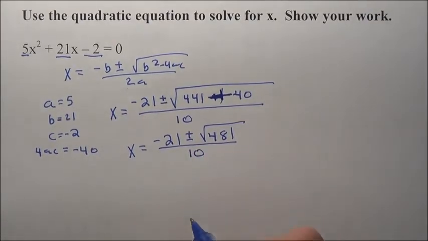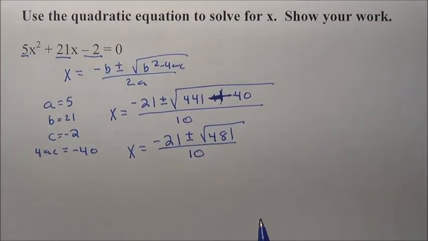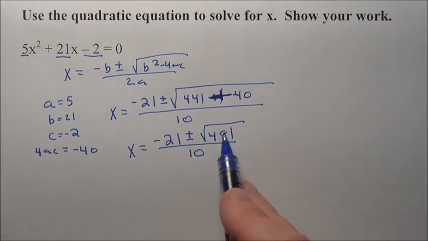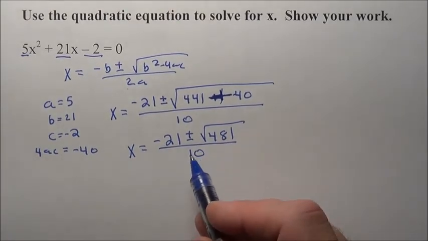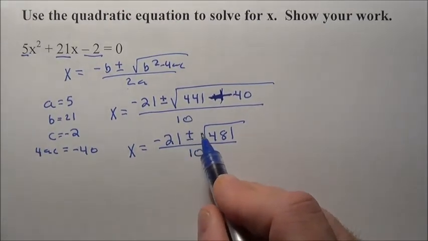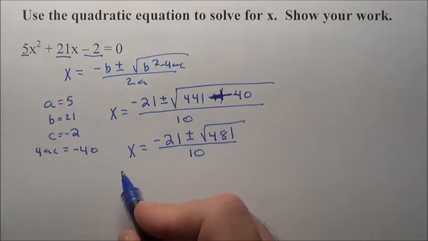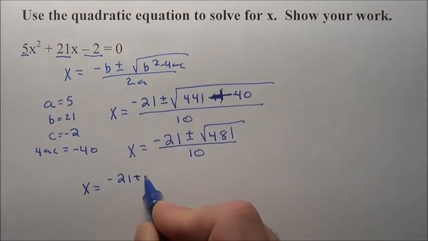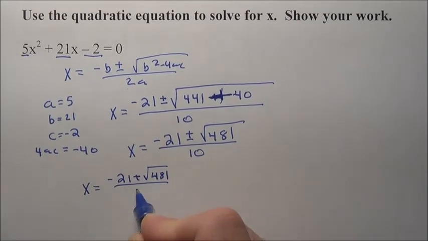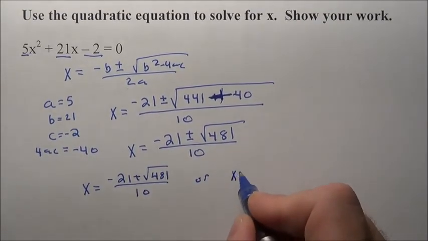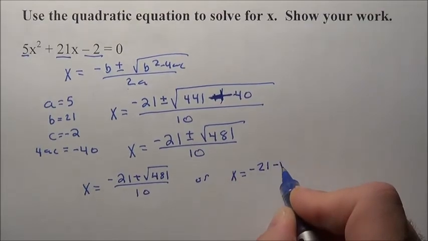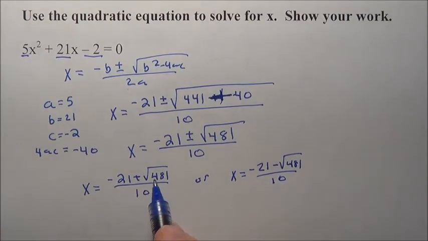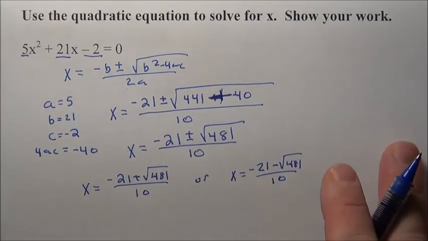All divided by 10. Okay, so that's what we have right now. Since we've got a single number under here, we need to go ahead and break it down to plus and minus, because there's two solutions here. So we're going to break it into x equals negative 21 plus the square root of 481 divided by 10, or x is equal to negative 21 minus the square root of 481 over 10.